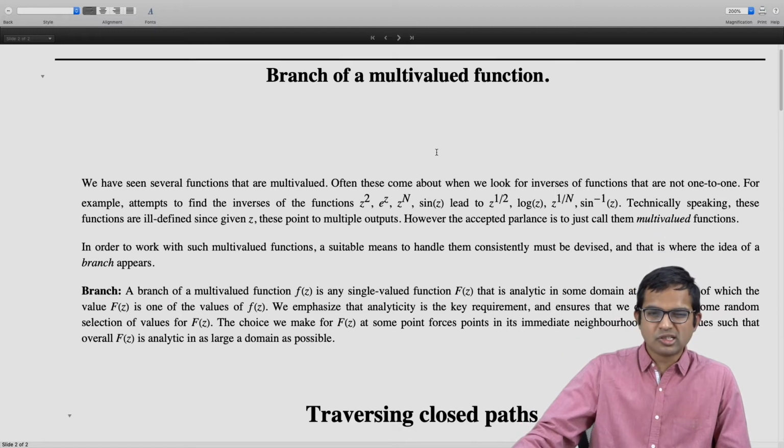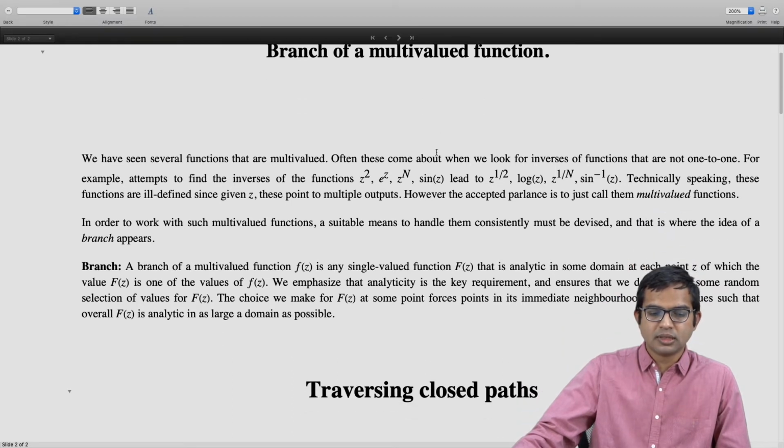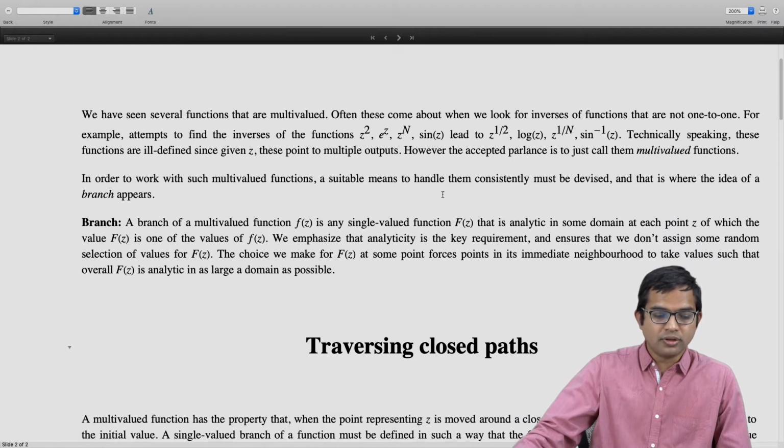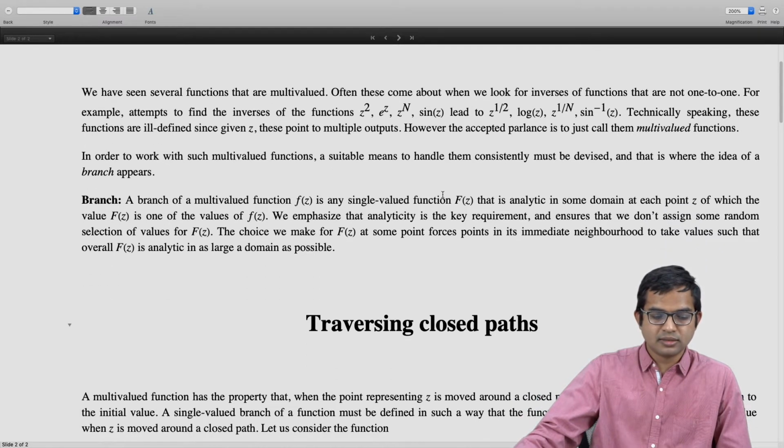Okay, so let's look at an example. This example will illustrate how it's not enough to just consider separate branches. It does not quite solve the problem. The reason is the following. So let's look at a simple example.